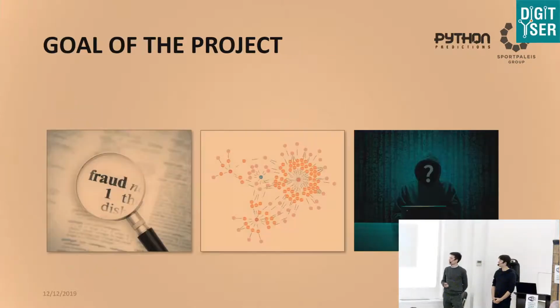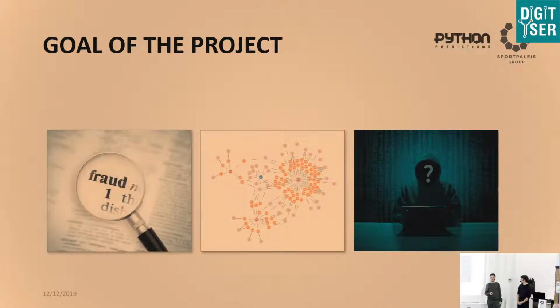Yes, indeed. So that's a bit the period that Sportpaleis contacted us at Python Predictions to have a closer look at their data. And let's say that the project had 3 main goals. The first was to get a more structured way to detect possible fraudulent customers, because now it was a lot of manual checking, and they were looking for a more structured way to identify the fraud.